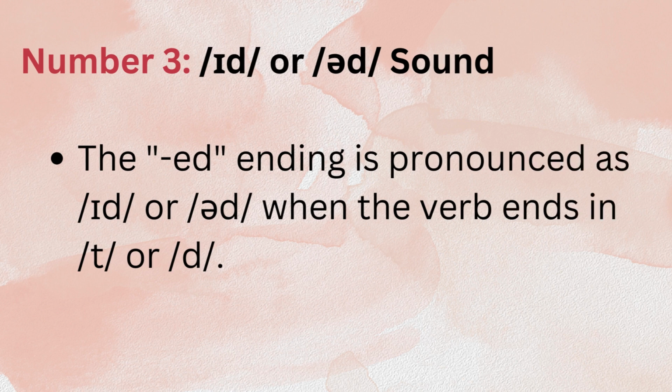Number 3, id or td sound. The ed ending is pronounced as id or td when the verb ends in T or D.